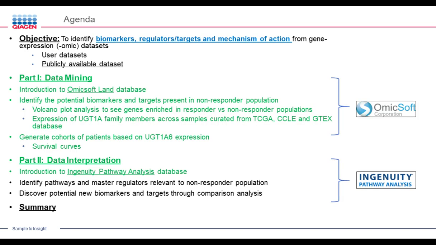So in the last few minutes, what I have done is I have introduced you to Ingenuity Pathway Analysis database, and I have also drawn contrast with Omics database. And again, the contrast is in Omics database, we have curated actual data. In IPA database, we curate knowledge from text and figures.